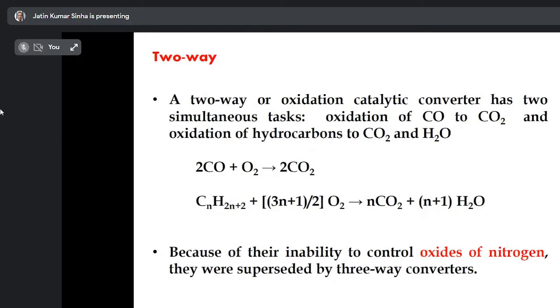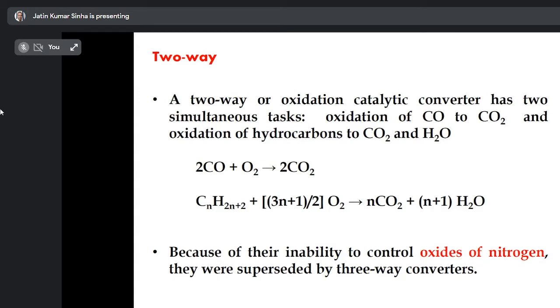This two-way catalytic converter converts the carbon monoxide to carbon dioxide, and the hydrocarbons, which is basically the petroleum, are converted to carbon dioxide and water. But the two-way catalytic converter is not able to convert the nitrogen oxide, which is also a vital air pollutant.